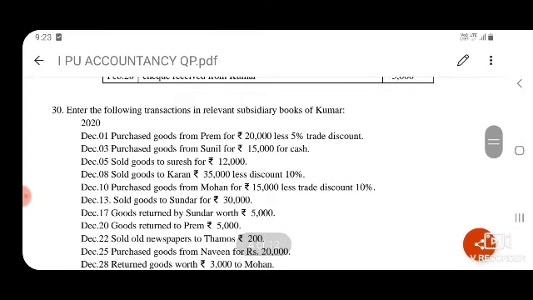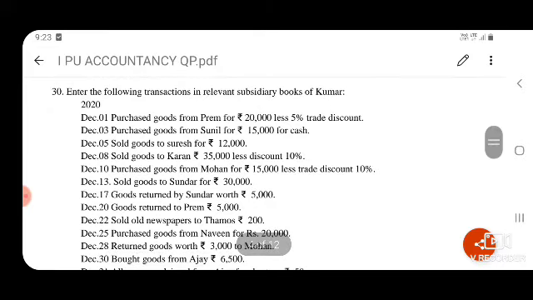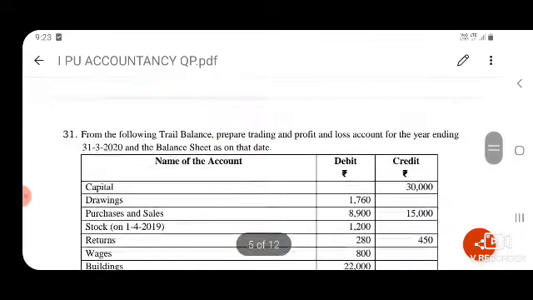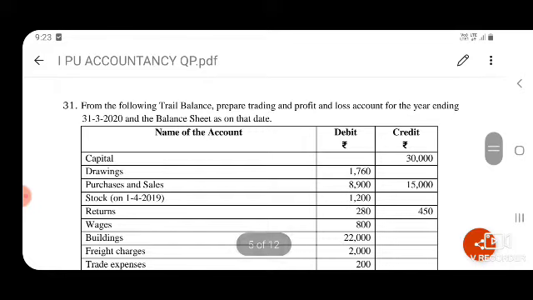Next, enter the following transactions in relevant subsidiary books. Here 4 books we have to open: purchase book, purchase return book, sales book, and sales return book. In all 4 books we have to record only credit transactions. From the following trial balance, prepare a trading and profit and loss account for the year ending 31st March 2020 and balance sheet as on that date.